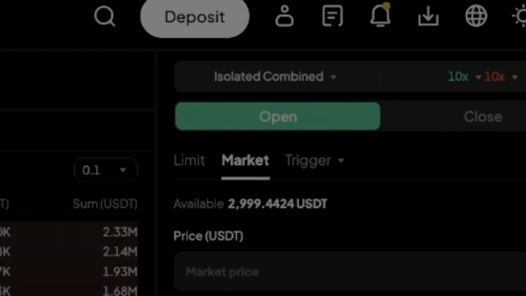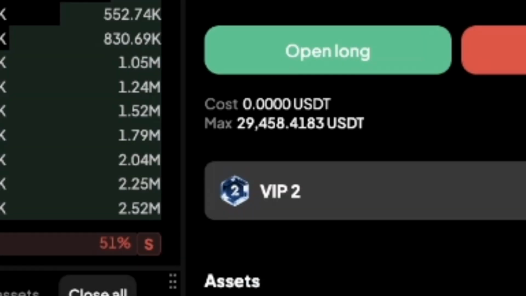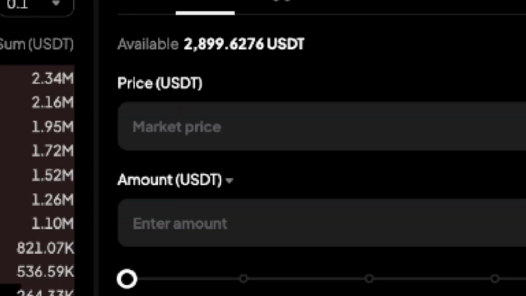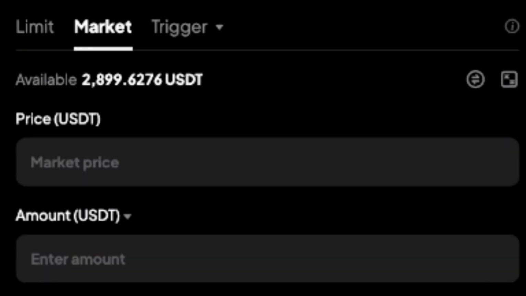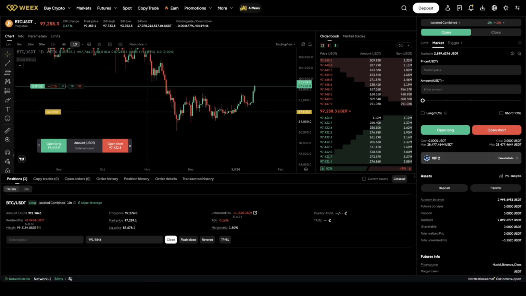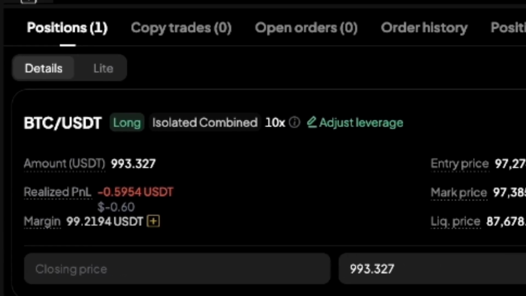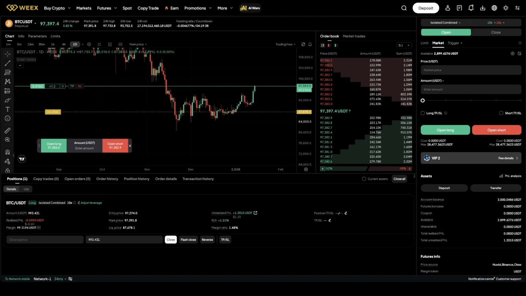When I open this trade in isolated, I'm putting $100 in a sealed box. This trade can only touch this $100. Doesn't matter if I have $3,000 in my account. The trade doesn't know about it, it doesn't care, and it can't touch it. So if price hits here, I lose my $100 and the trade closes. That trade is completely done. My other $2,900 is still sitting there completely safe. That's very simple, very clean, and you know exactly what you can lose.